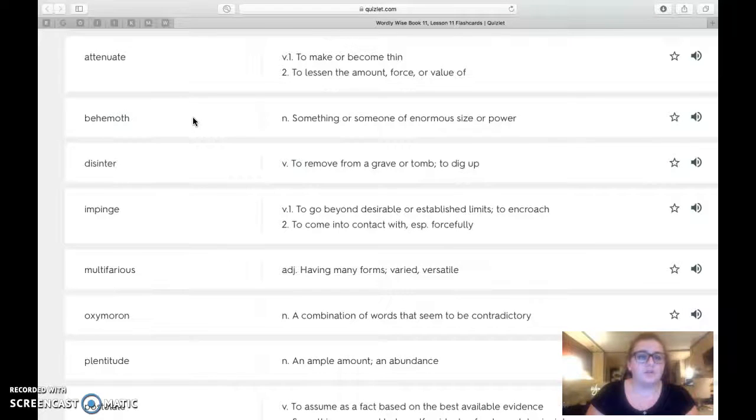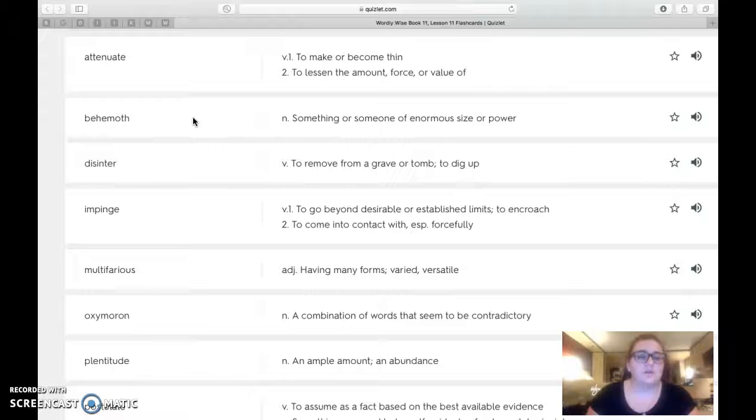So the first word is attenuate, and attenuate is a verb, and it means to make or become thin and to lessen the amount, force, or value of. So I was able to attenuate the amount of pain I was in by taking an Advil every 4 hours. And that was the sentence for the second definition.